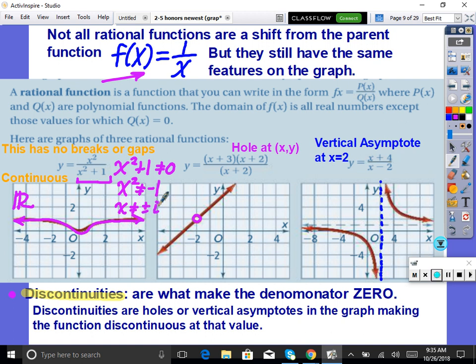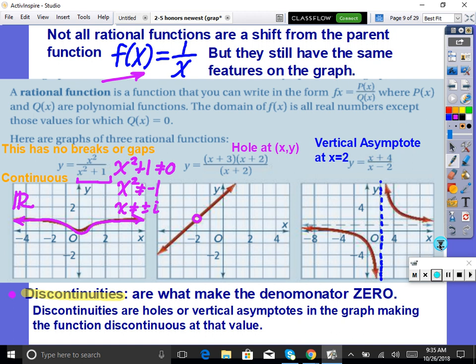Well, if you can remember back to even when we were just simplifying, isn't it true that if there's a restriction with i, this is a real number line. Real numbers are the restrictions. So this one has no restrictions in the denominator, making it continuous. Now let's look right here. This one is not continuous.